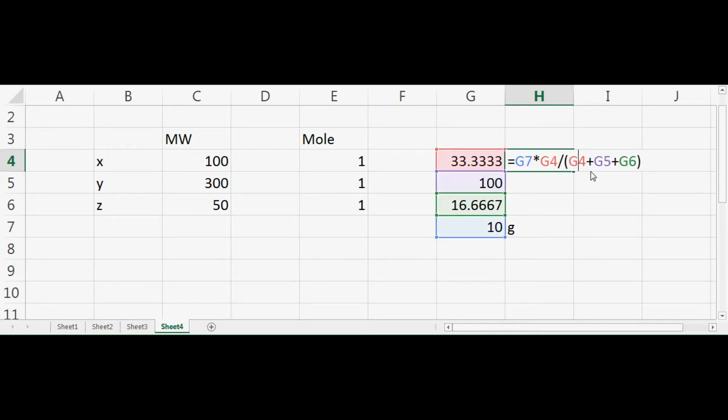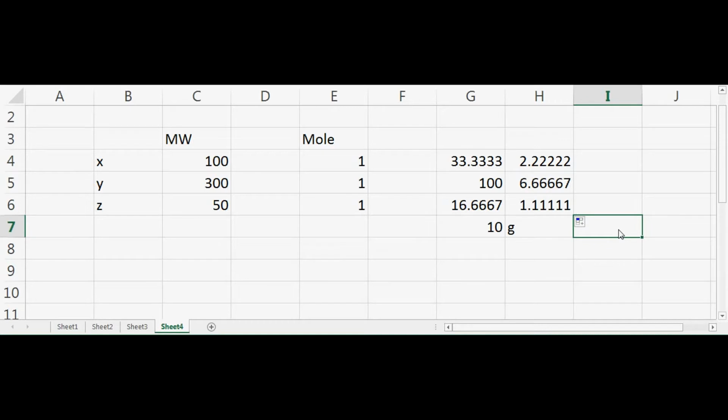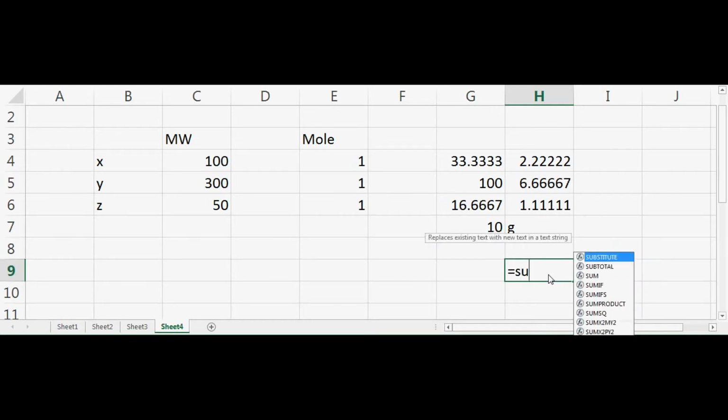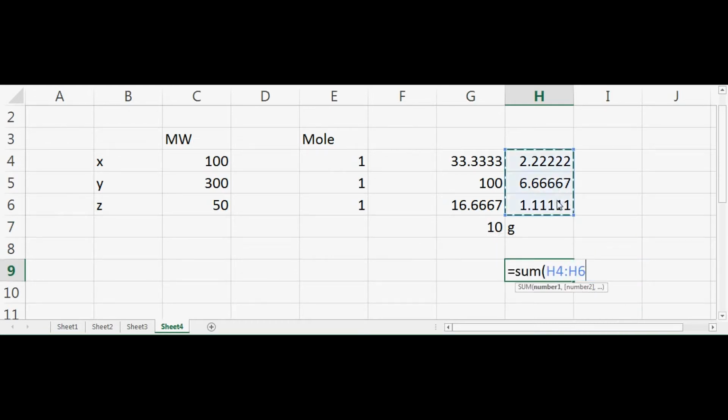Dollar, dollar, and dollar, and then also a dollar for this one. So now you can see that if I add them together, this is the answer. If I sum them together, the total sum is 10 grams. So we should add this many grams of these three components to get a molar ratio of 1:1:1. Now we should check whether we did the calculation correctly or not.